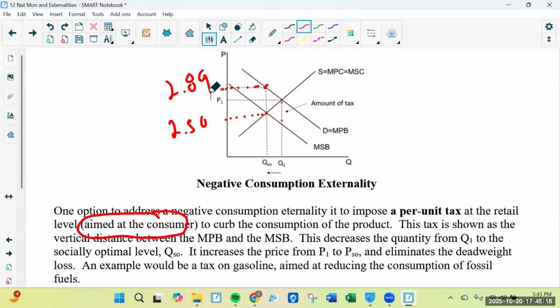Let's say if there's a 39-cent tax on this thing. So the price is not the 250 down here. The socially optimal price is actually 289. We're putting a higher price on it. The government takes that tax revenue. The tax revenue would be this area right here.